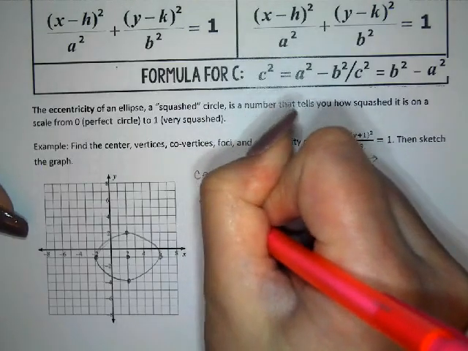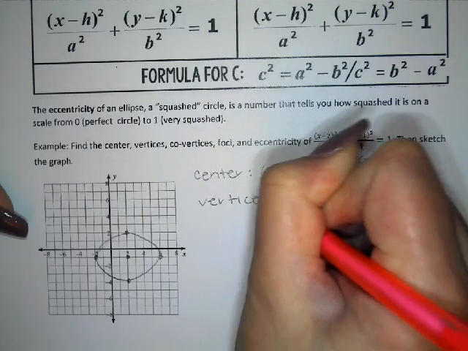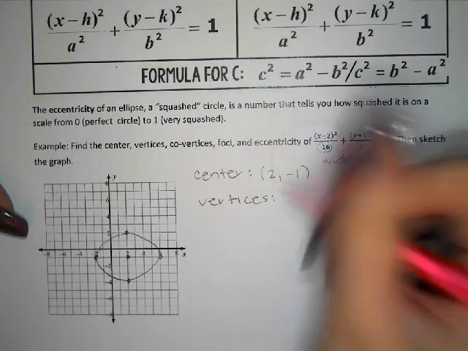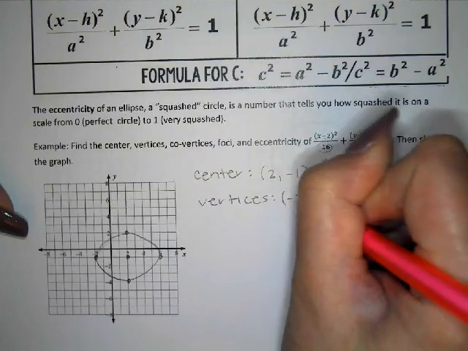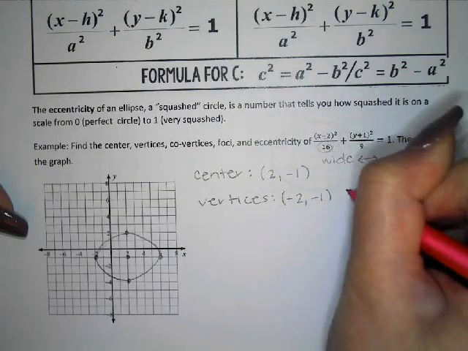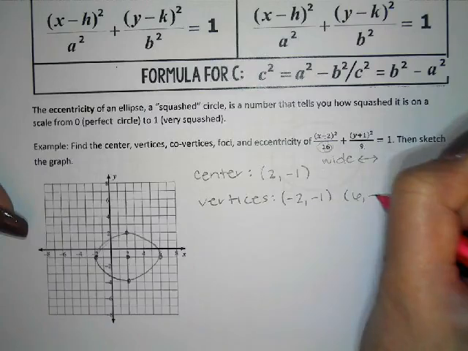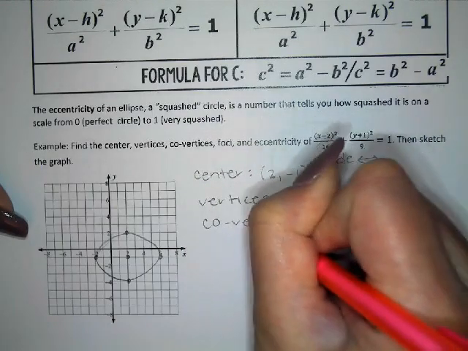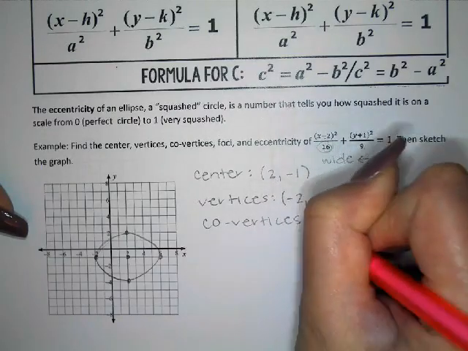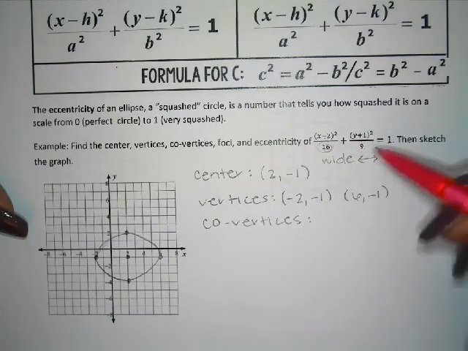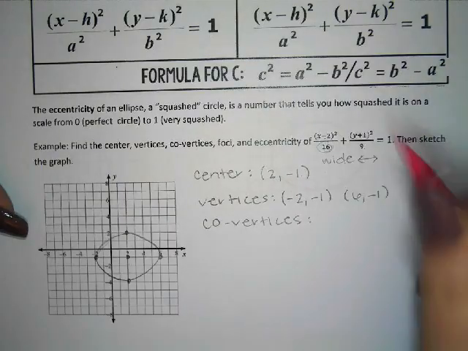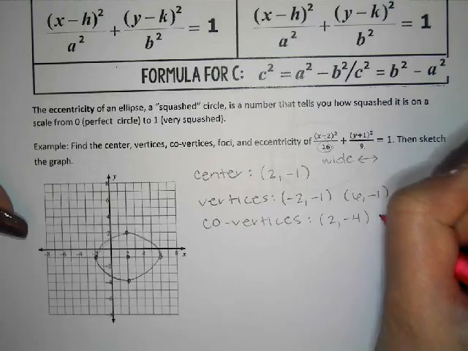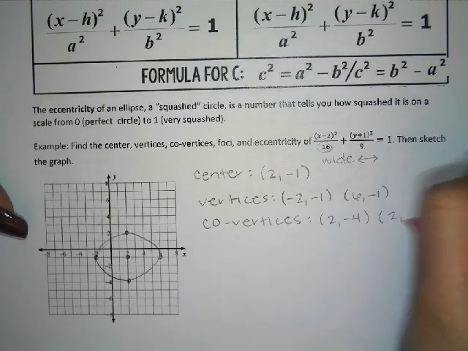So for the vertices, we have left and right 4. So 2, if I went to the left 4, that's -2. If I went to the right 4, that's +6. For the co-vertices, up 3 and down 3. So -1 down 3 would be -4. -1 up 3 would be 2.